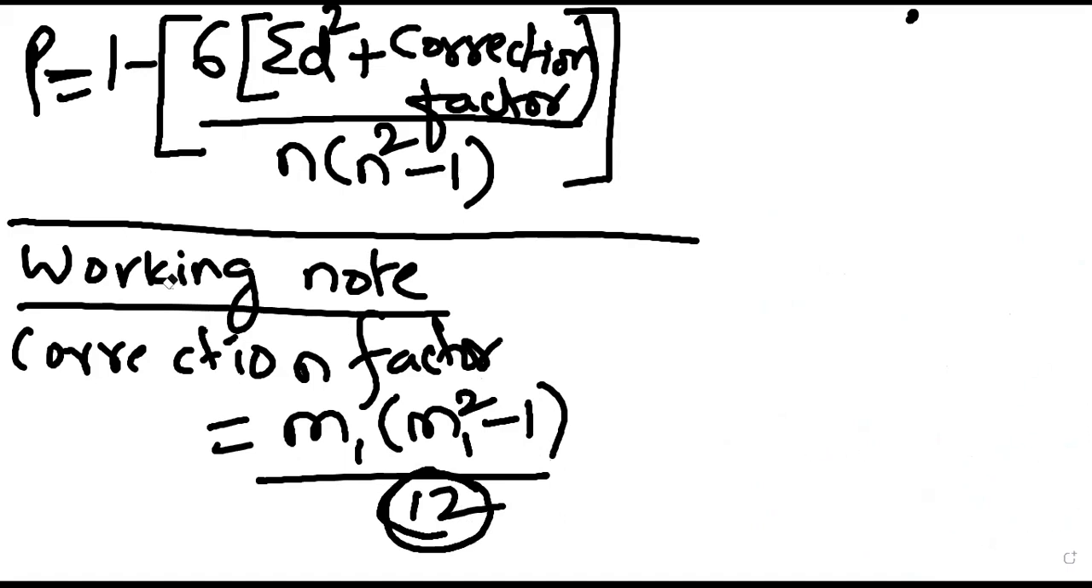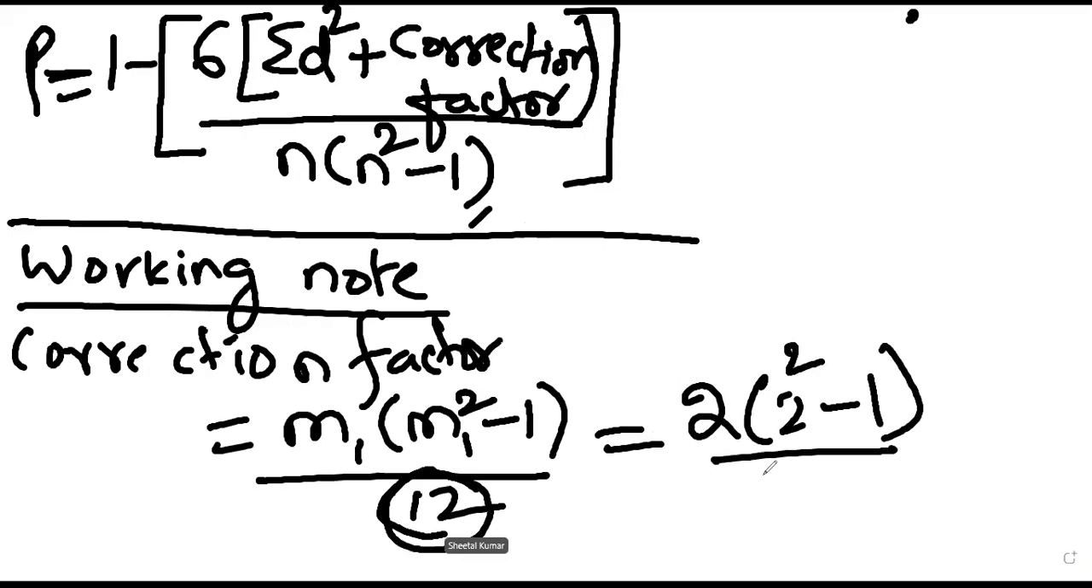Okay. Once this is done, can anyone tell the substitute m1 value? We have already determined the m1. So just determine what is the correction factor. m1 is 2. m1 is 2, correct. So what is the final answer? What is the correction factor?